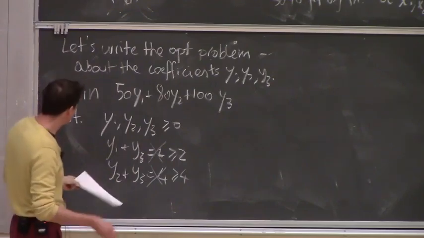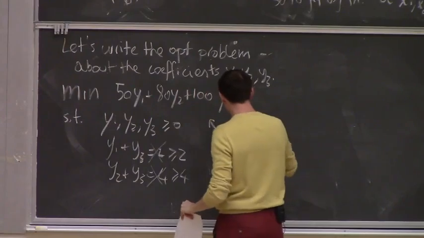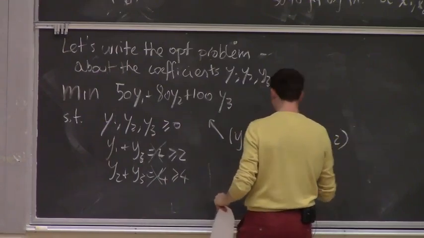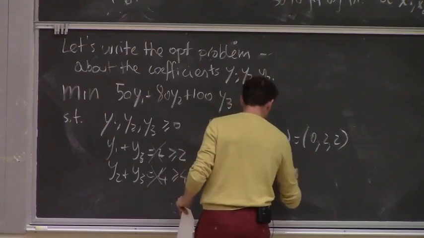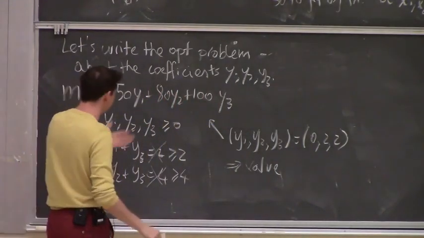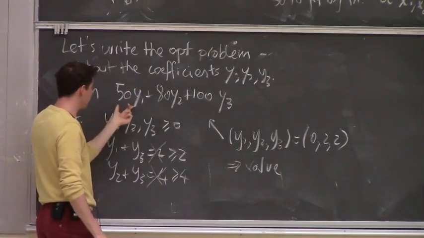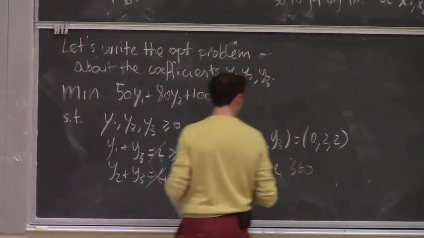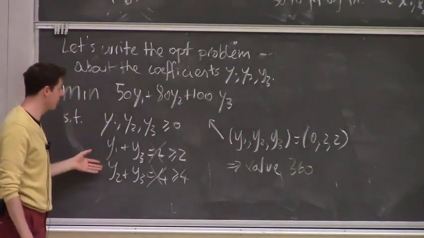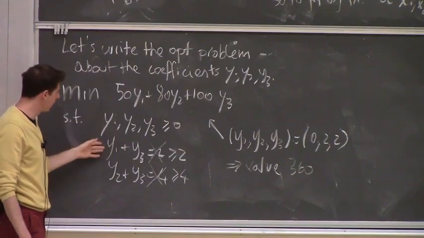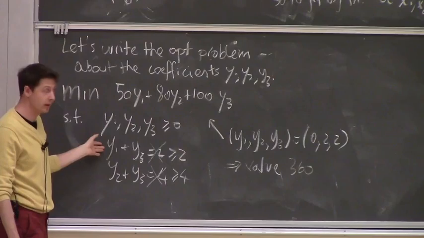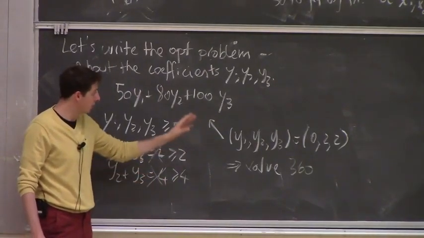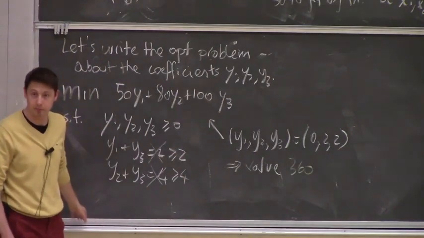Also, we should verify that the solution y1, y2, y3 equals 0, 2, 2 has value 360. That was kind of obvious from there as well, but now we're verifying it: we have 50 times 0, that's fine, plus 80 times 2 plus 100 times 2, that's exactly 360. And we should verify that it satisfies the constraints. All the y's are non-negative. y1 plus y3 is 2, which is at least 2. And y2 plus y3 is 4, which is at least 4. So it is a feasible solution. In fact, it's also optimal.